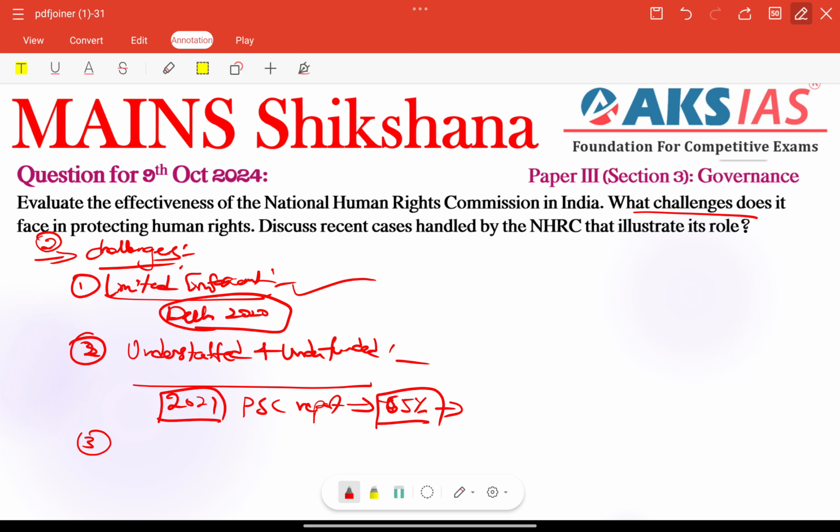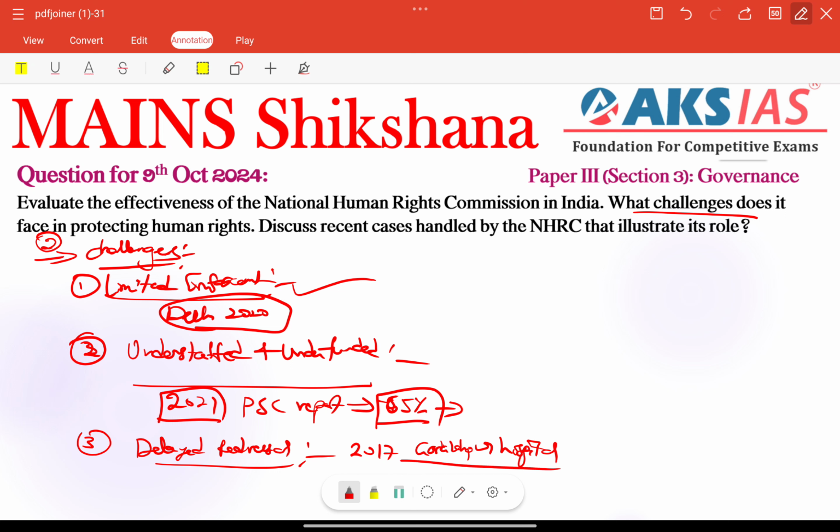Next, delayed redressal. Delayed redressal is also very important here. Delay in handling cases and a slow investigation process reduce the impact of NHRC's actions. Especially, for example, we can take the 2017 Gorakhpur hospital tragedy. That is very important, right? It was delayed by over 2 years even after NHRC's intervention. That needs to be focused on, right?